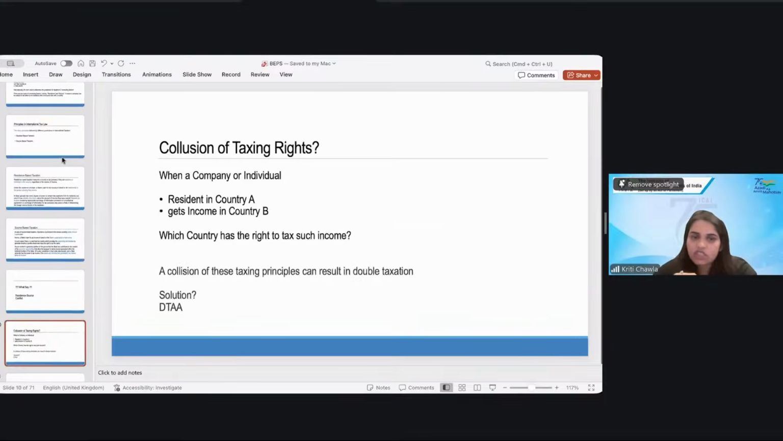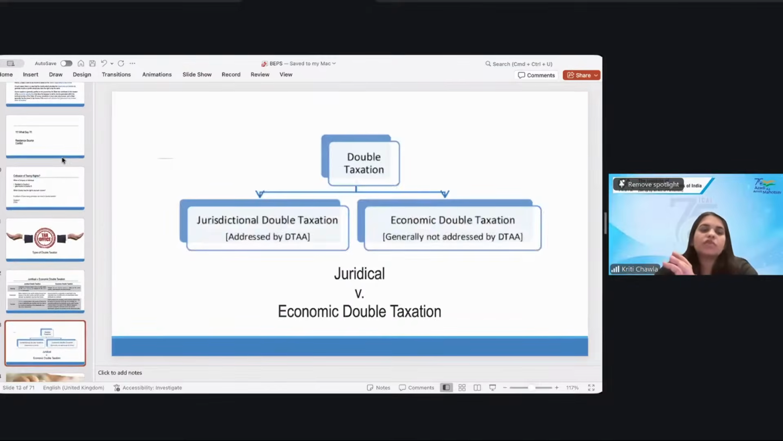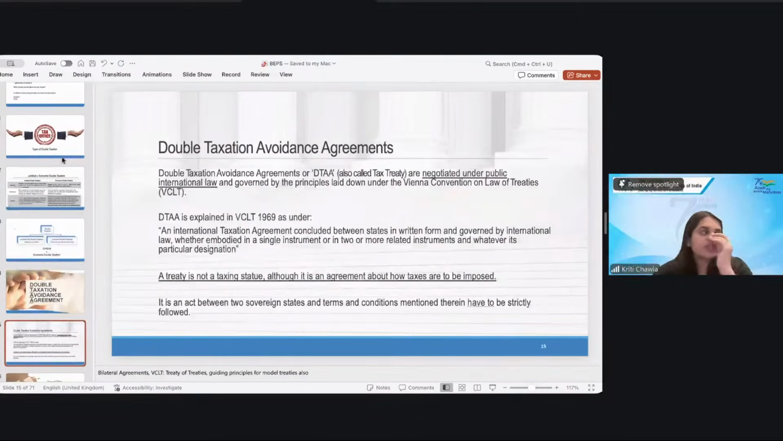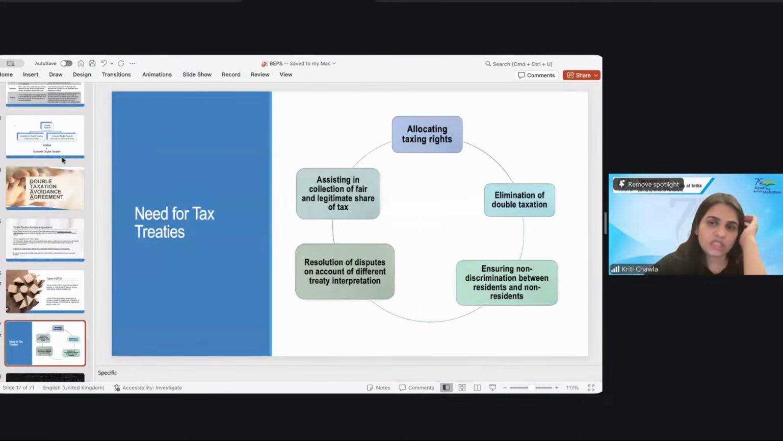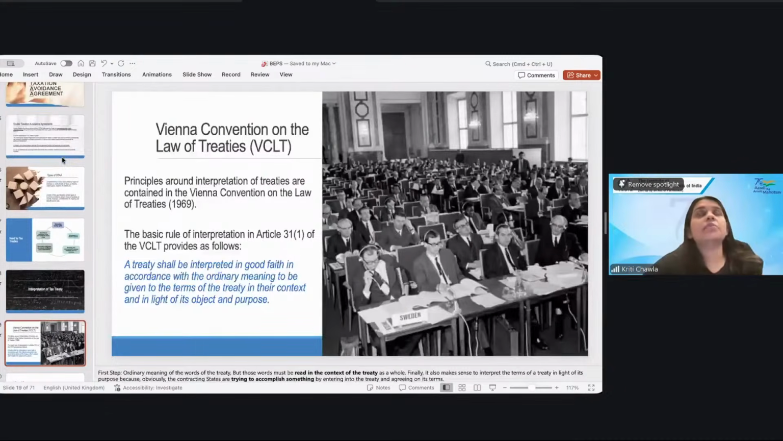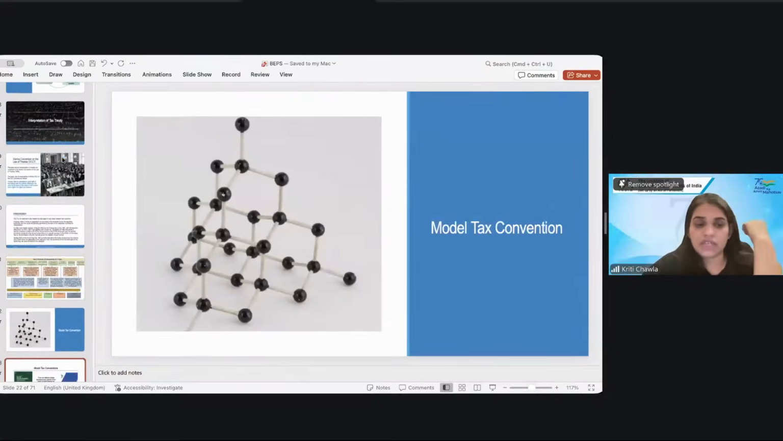What happens if there's a collision or a conflict? Then there's double taxation. There are these two types of double taxation, juridical and economic double taxation. We were discussing tax treaties today. So, what are the two types of tax treaties? Why do we have tax treaties? How do we interpret tax treaties using VCLT? And the basic rules of interpretation of a tax treaty.